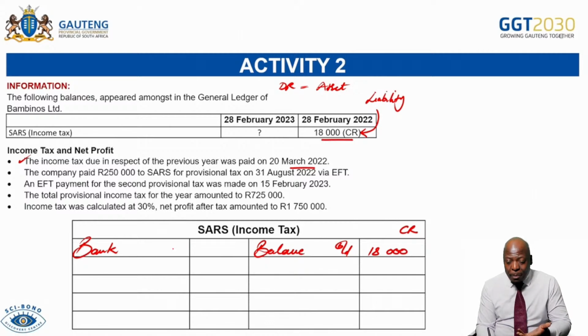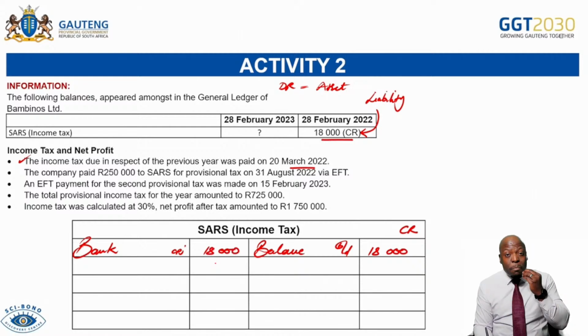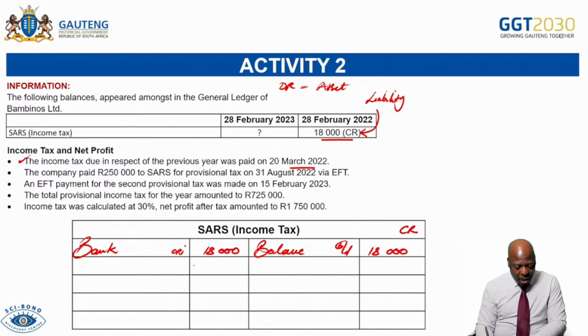Remember, paid CPJ. Okay, bank. And then how much are we talking about? 18,000. We have paid that 18,000 that was due to SARS. We good. Then next information.